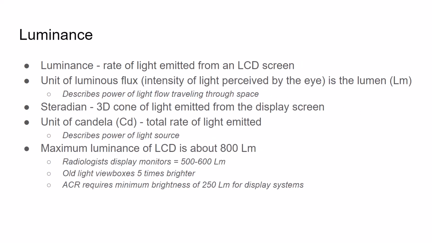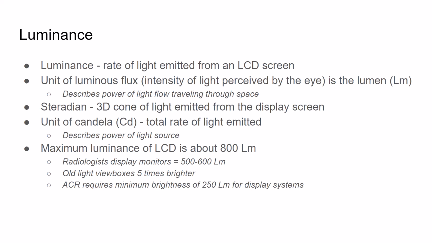One attribute we need to know about with electronic display systems is luminance. Luminance is the rate of light emitted from an LCD screen. The unit of luminous flux describes the intensity of light perceived by the eye and can be measured in a unit called lumen, which provides us with a description of power of light flow traveling through space. Much like X-rays, light travels in photons and can be measured or quantified. The term steradian is just a 3D cone of light emitted from the display screen.